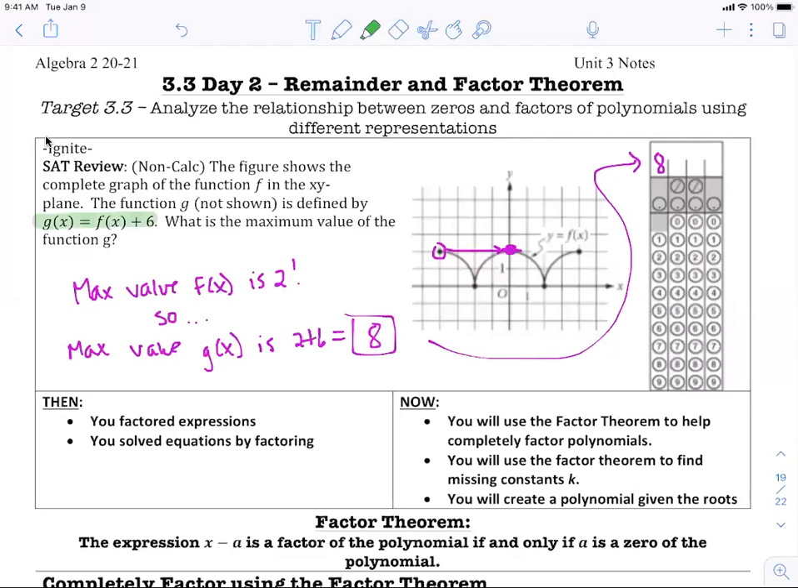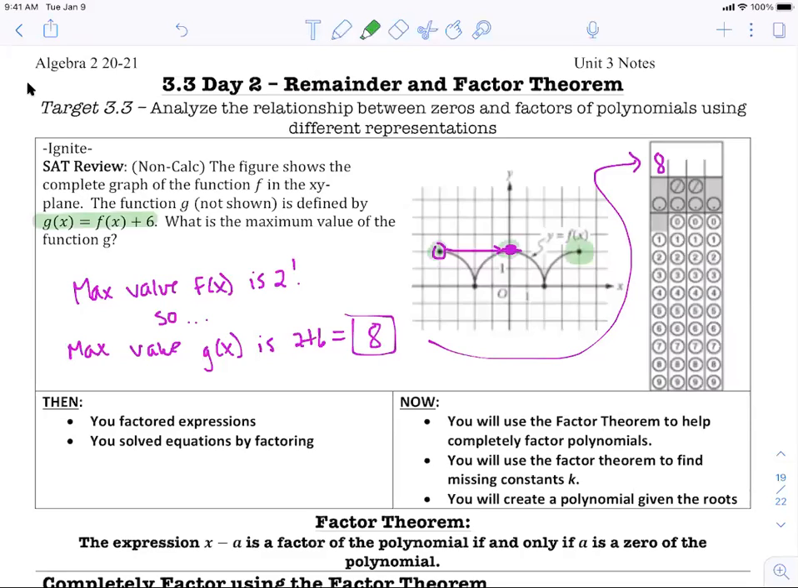Well, you don't necessarily know what g is because it's not graphed, right? But you do know f of x. So simply just knowing that if I look at f of x, the maximum value on that is 2. If I pick any of the highest points on here, the maximum value is just saying, well, what's the highest y value that we get to?